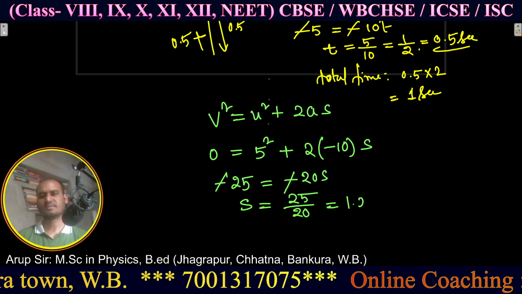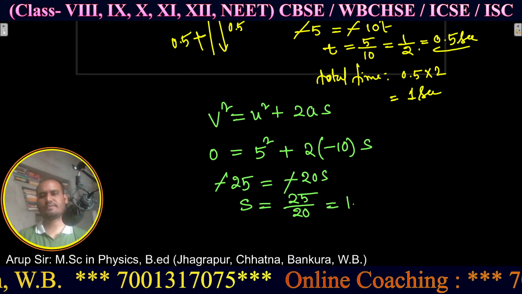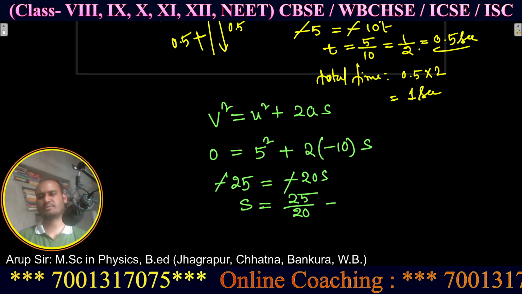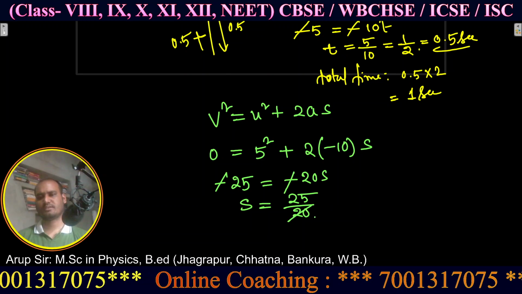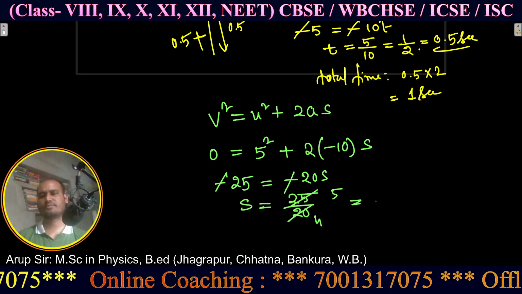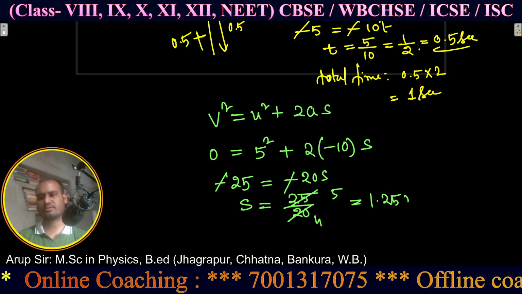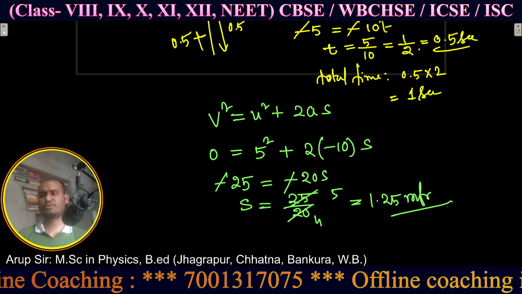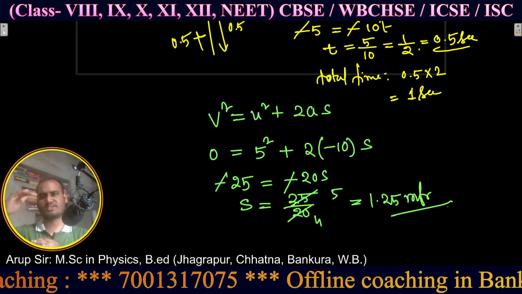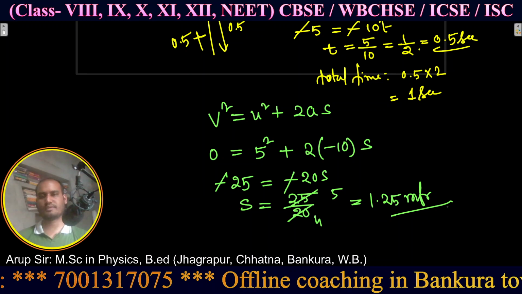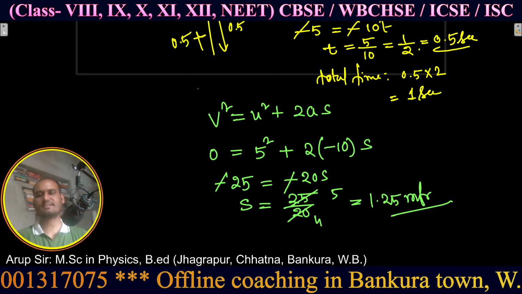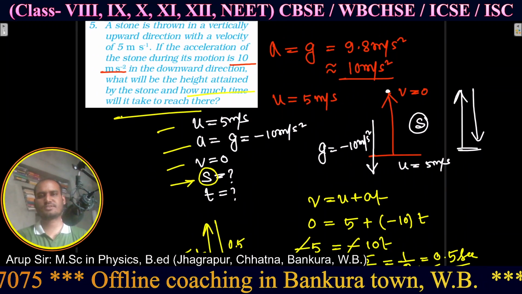1.25, or you can simplify it also, it will give you 5 by 4. This is 4, this is 5, 5 by 4 means 1.25 meter. So up to 1.25 meter the stone will reach. So this is the height. Actually these are the answers of this question.